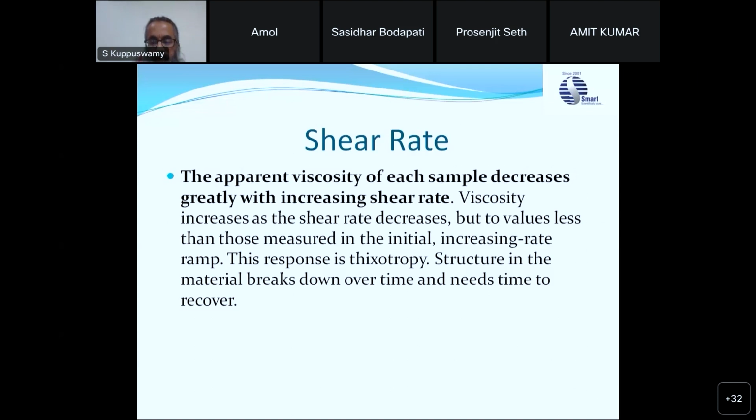One second before proceeding to the next slide: in general viscometers with coaxial spindles, small sample adapters or cone and plate spindles, the shear rate is calculated, whereas in a rheometer you can define the shear rate.